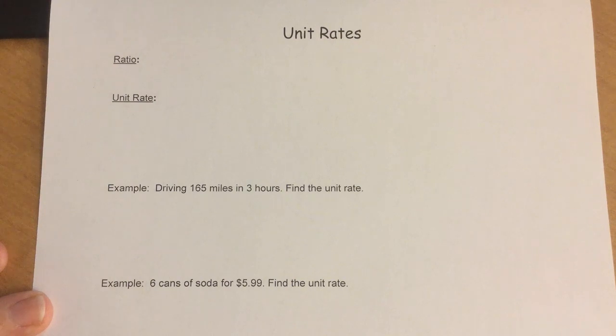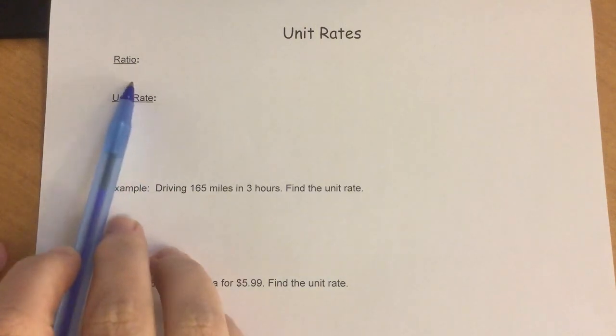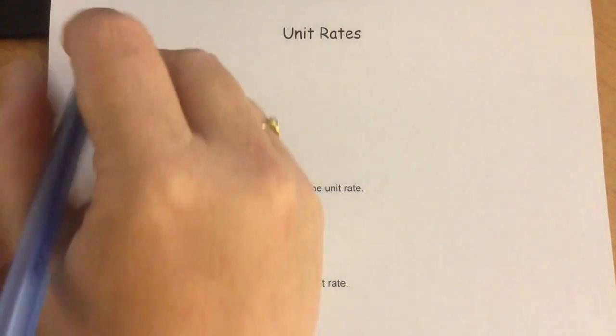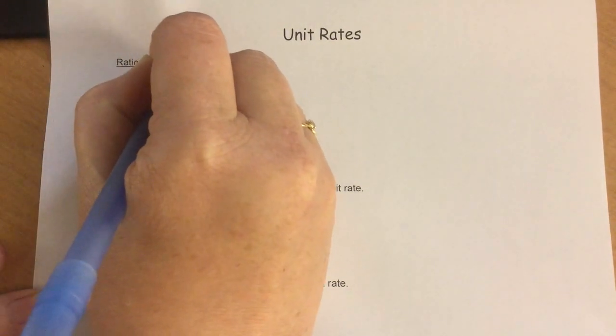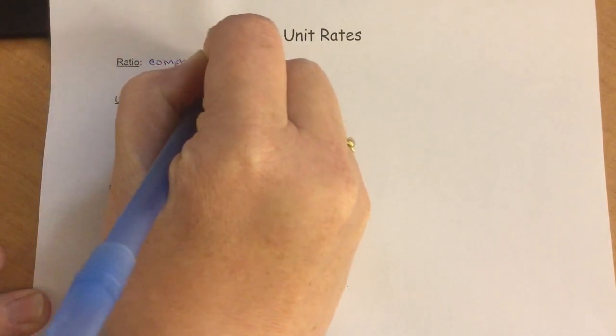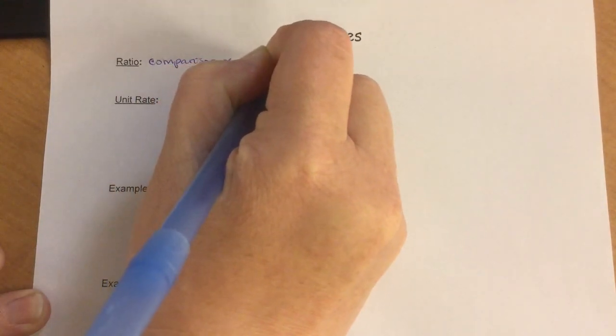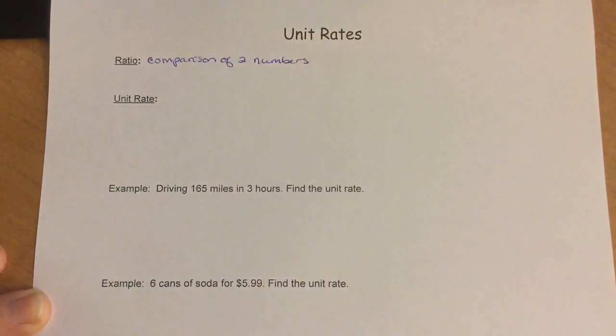Another topic in basic math is determining unit rates. So the first term to review is a ratio. And a ratio is basically a comparison of two numbers. And there's so many different ways you could do this.